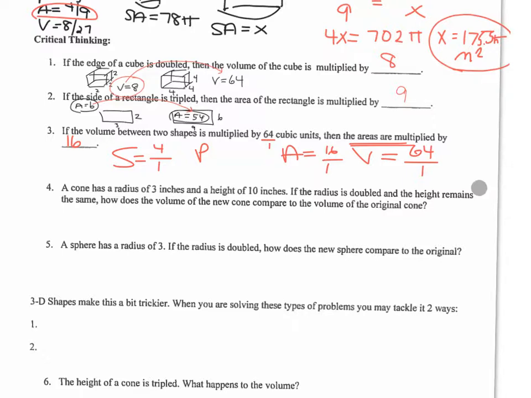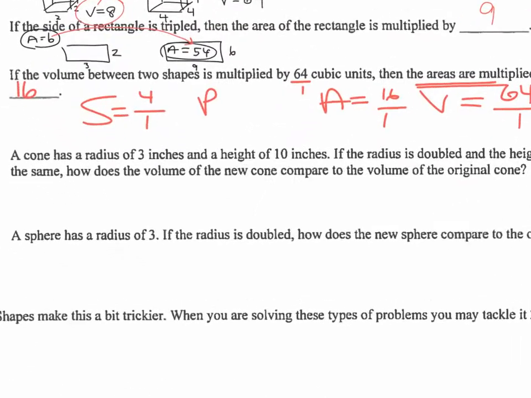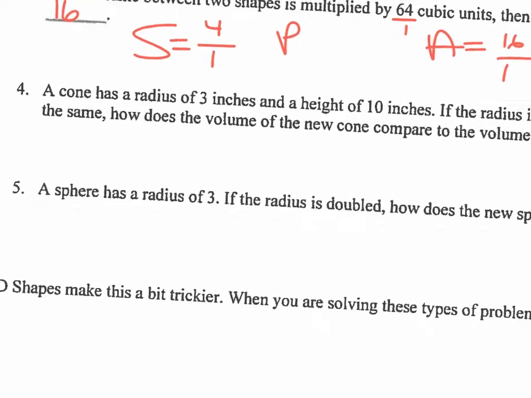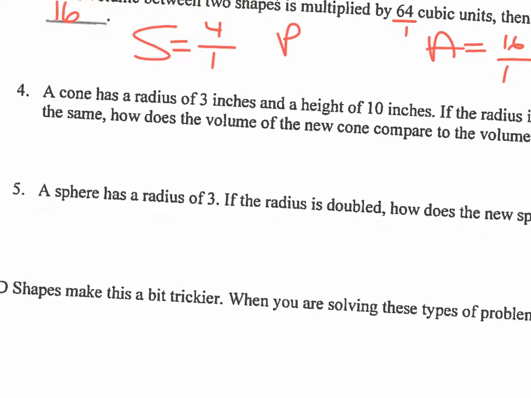It says a cone has a radius of 3 inches and a height of 10 inches. If the radius is doubled but the height remains the same, how does the volume of the new cone compare to the volume of the original cone? So, okay, let's draw a cone. It's my beautiful cone. Hope you all appreciate my awesome cone. It says the radius is 3, height is 10. So it's talking about volume. So I'm going to find the volume of a cone.